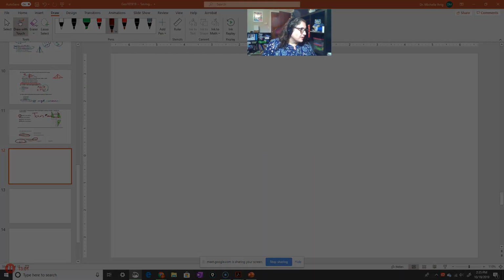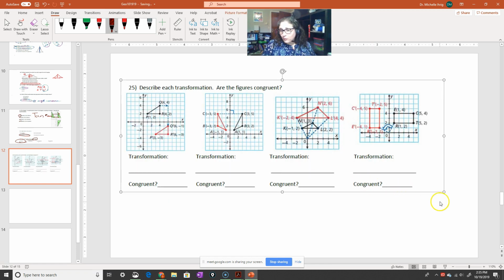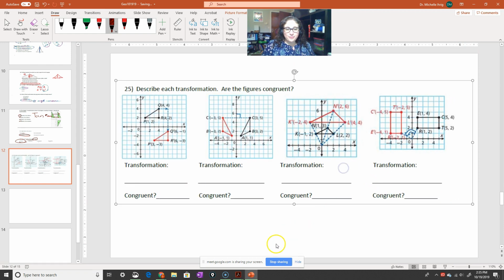Okay, next one. Describe the transformations. Are they congruent? You will not have one of these on your test because there is no similarity or dilations on your interim. But let's take a look.